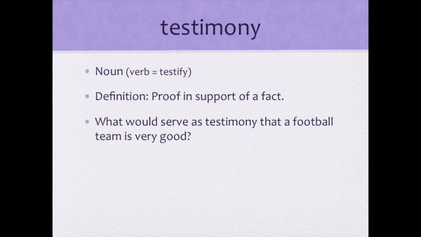So, for example, you could use the word testimony like this. The witnesses, police officers, and other experts provided their testimony during the courtroom trial. Think about this question and write your response on your vocab sheet. What would serve as testimony that a football team is very good?